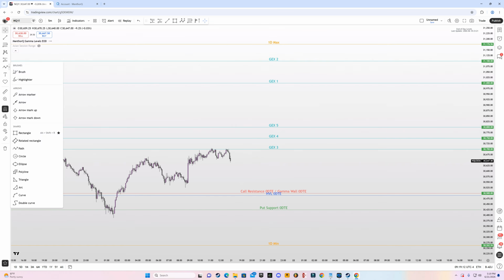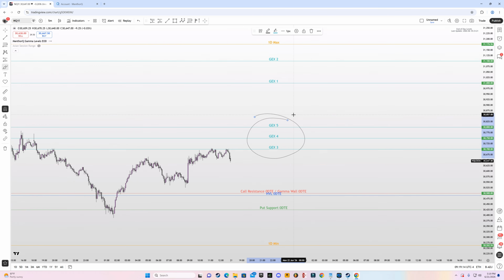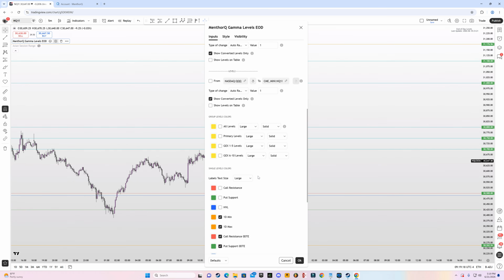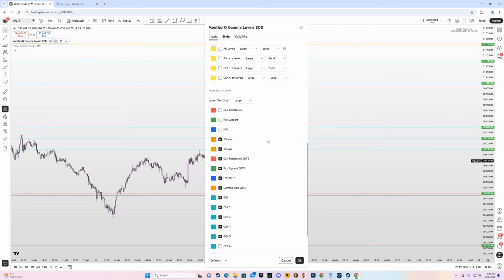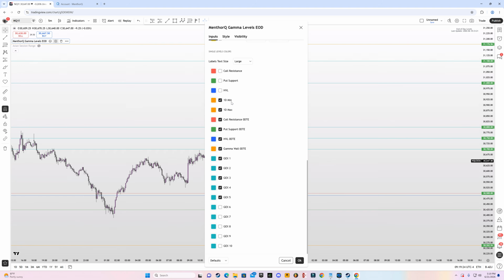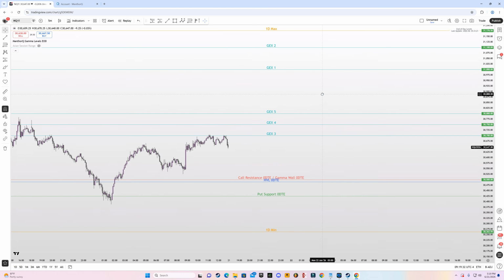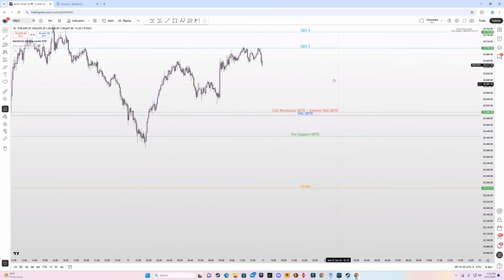But then we also have the GEX levels. So if you go into the indicator here and you go all the way down, you want to turn off the call resistance, put support, and HVL, and then you want to turn on the 1-day minimum, 1-day max, all these. So we have the gamma vol, GEX levels until 5. Now these are your key levels, okay?